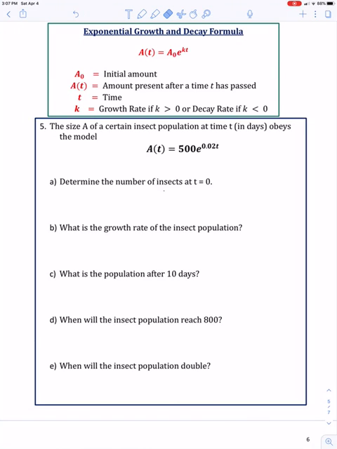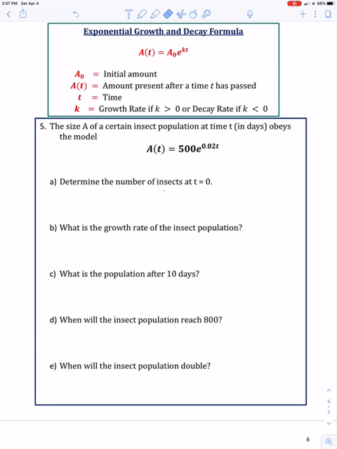Okay, now looking at exponential growth and decay. So our exponential growth and decay model is this exponential model here, A of t. A of t represents the amount present after time t. t represents our time variable, whatever that may be, whether it be days, years, or months. And A is the amount present after time t.